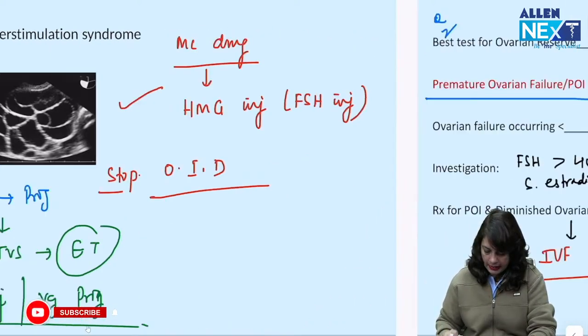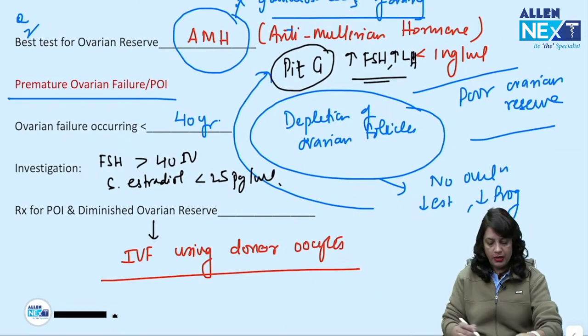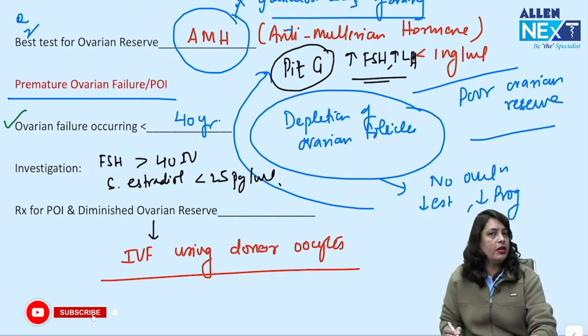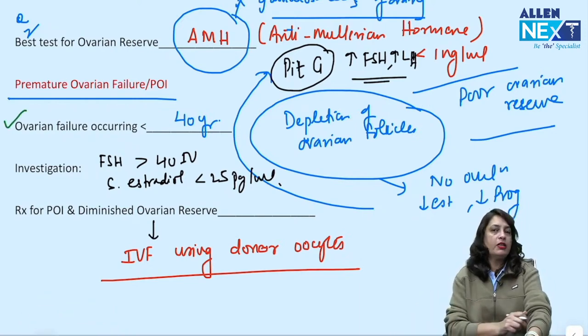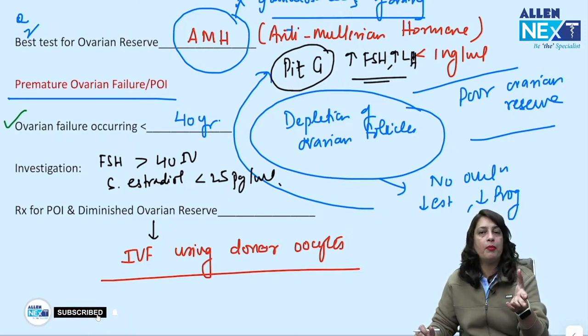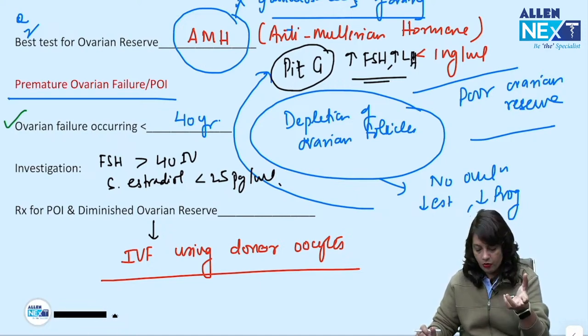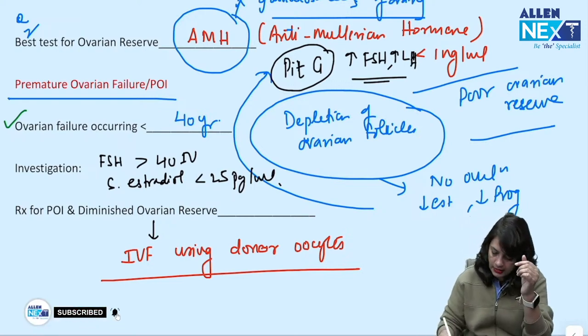So, I hope it is clear. If you are asked what is premature ovarian failure, you should know that it is ovarian failure occurring in a female of less than 40 years of age. Investigation is FSH more than 40 international units or serum estradiol less than 25 picograms. Treatment for premature ovarian failure or diminished ovarian reserve is IVF using donor oocytes.